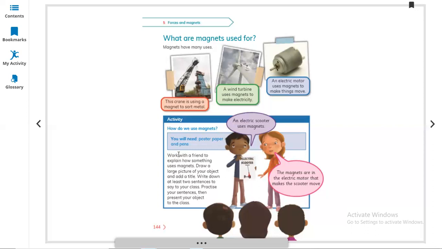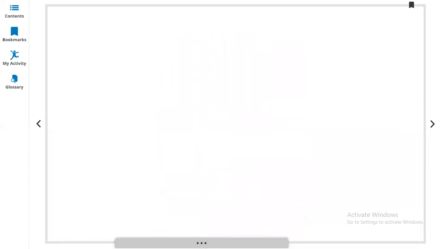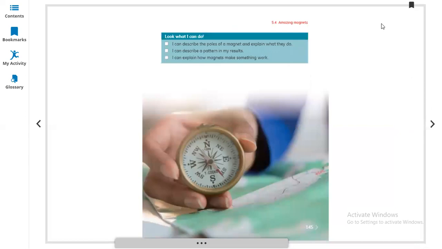Work with a friend to explain how some things use magnets. Draw a large picture of your object. Add a title. Write down at least two sentences to say to your class. Simply, if you open YouTube or Google, just write what we can make from a magnet. So you can see a lot of different things. You can make it from a magnet, and you can also do the experiment like this.